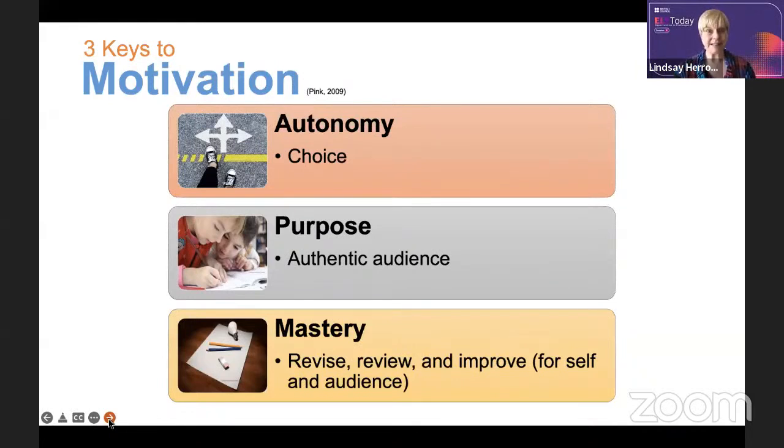And the process of project creation can support that mastery as students revise their projects, review what they're kind of shaky on, and then improve the projects not only for their own self-edification, but also for their audience, so they can put their best foot forward.